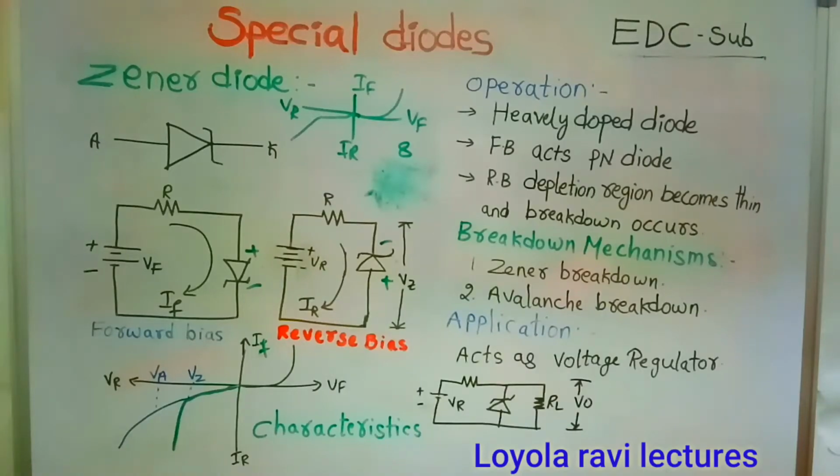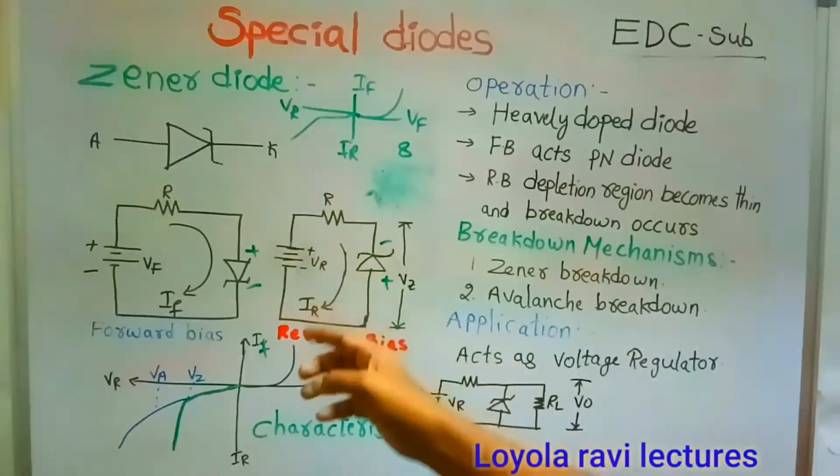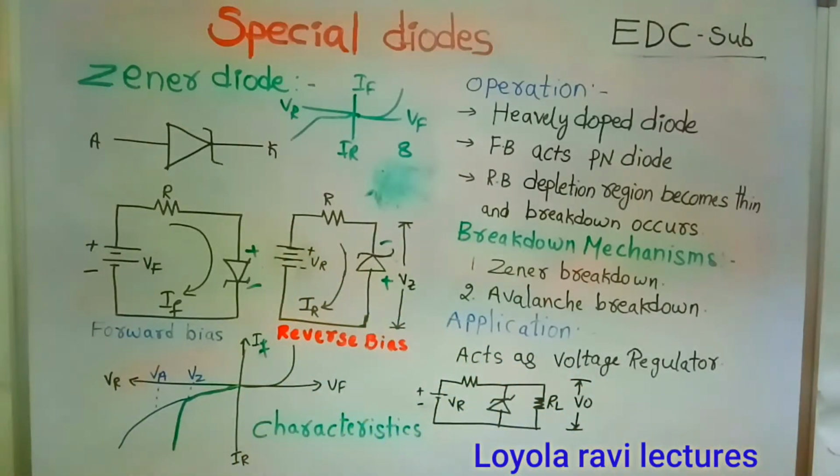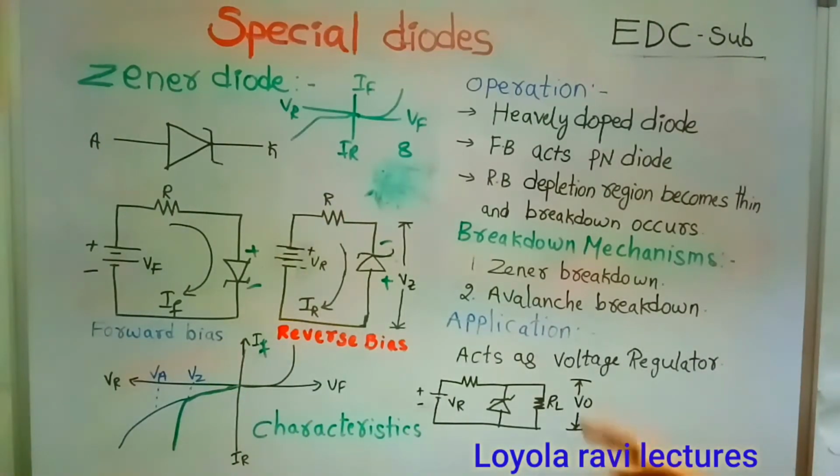At which corresponding reverse bias voltage will it give the constant output? That is a Zener breakdown. The voltage is the Zener breakdown voltage. Whenever you are applying the reverse bias voltage, the current slowly increases and the voltage remains constant. That is Zener breakdown. Then avalanche breakdown.